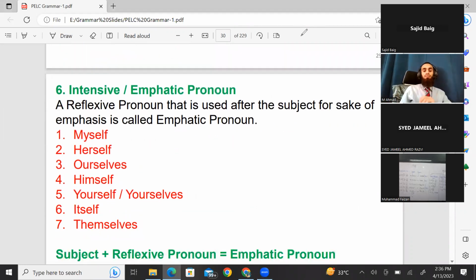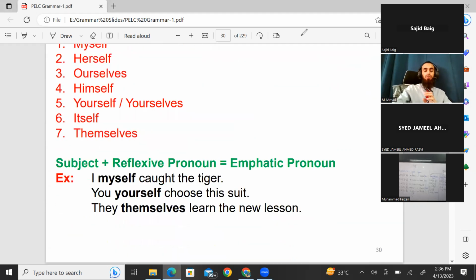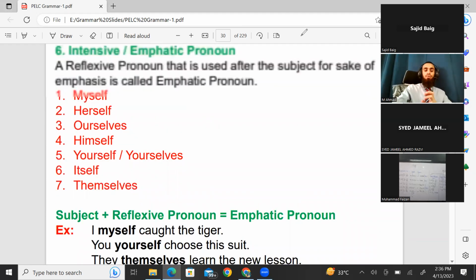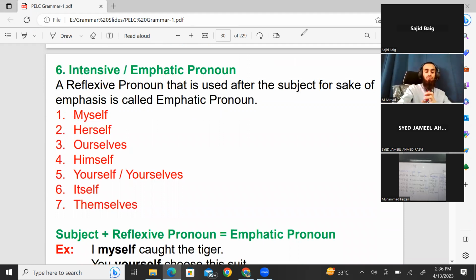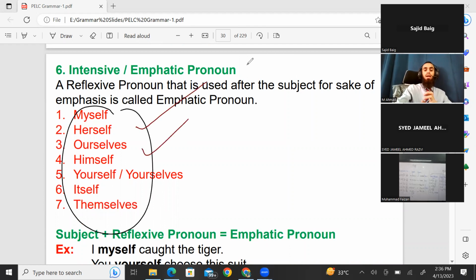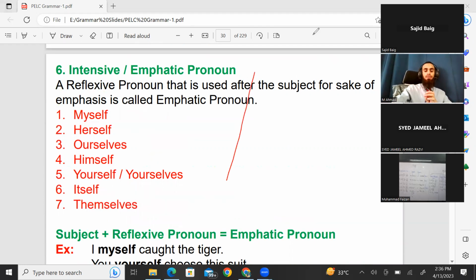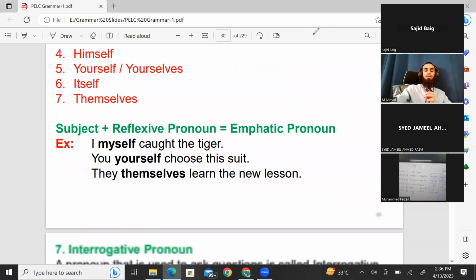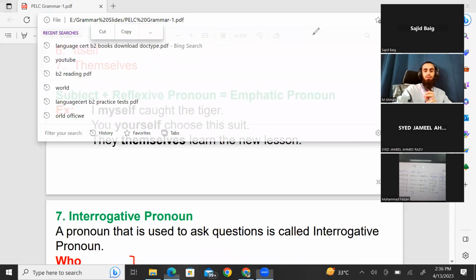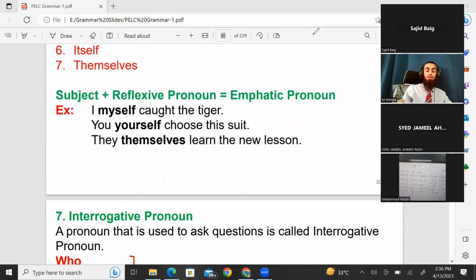Okay. Next, we have emphatic pronoun. In emphatic pronouns, the same reflexive pronouns would be used, but here there would be a kind of emphasis, like exaggeration. When you use any pronoun to emphasize something, at that moment it will be called an emphatic pronoun. For example, if you are saying, I myself caught the tiger, right? There you were saying, I did it myself.